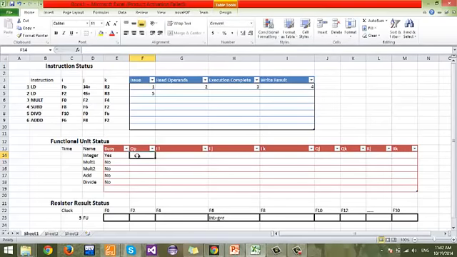Yes, become busy. What's the opcode? Load. What's fi? Now fi is f2. Oh, sorry. At the end of clock cycle 4, this f6 will be cleared. It will be cleared as writing to f6 is completed. Fj. Is there any fj for load 2 instruction? No. Fk, yeah. R3 is fk. Qj blank. No functional unit is going to produce fj. No functional unit is going to produce fk.